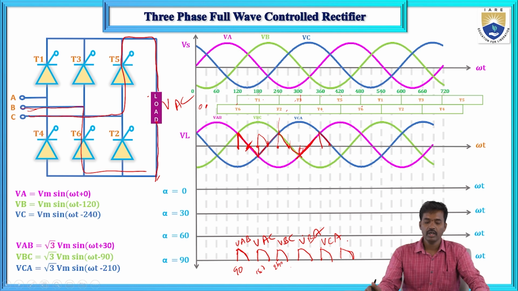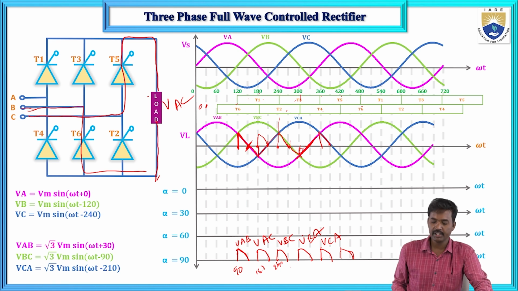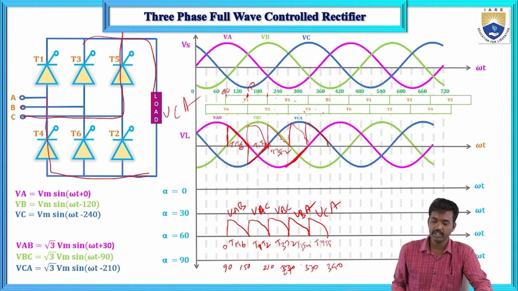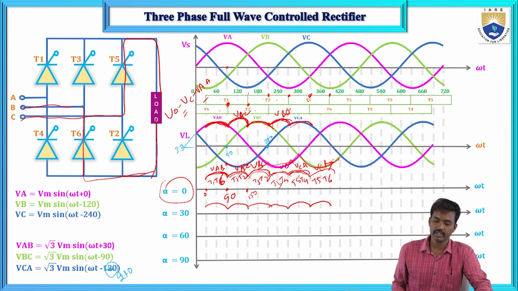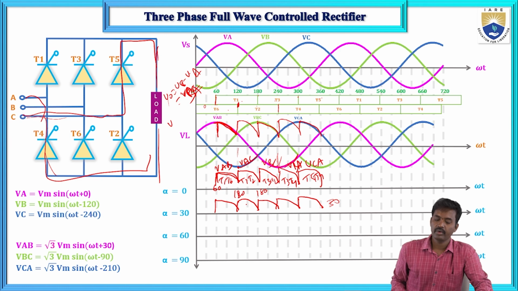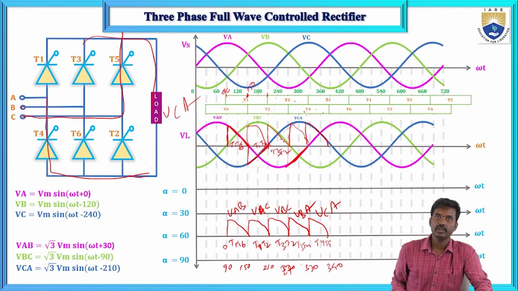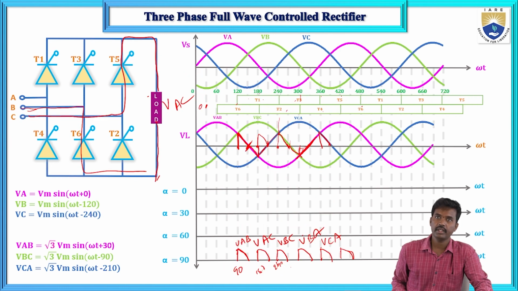So this is the 90 degrees case, and this one is a 60 degrees case, and this one is a 30 degrees case, and this is the 0 degrees case. 0 degrees case, 30 degrees case, 60 degrees case, 90 degrees case.